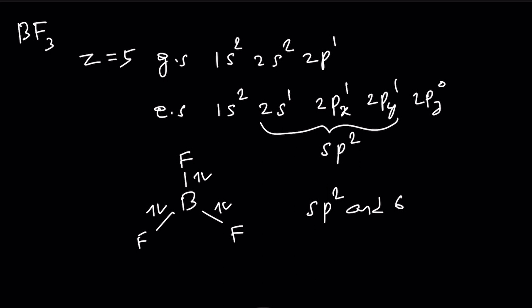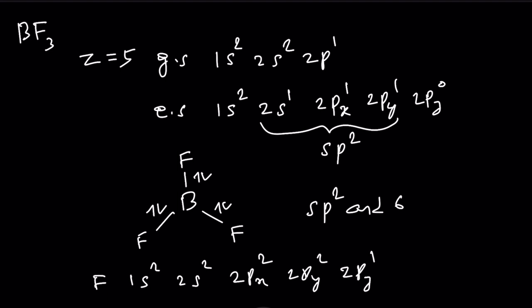Fluorine, you know the electronic configuration is 1s2, 2s2, 2px2, 2py2, 2pz1. We have 3 fluorine atoms. So, those electrons are contributing for the bonding with each sp2 hybrid. The 2pz orbital will form a bond.